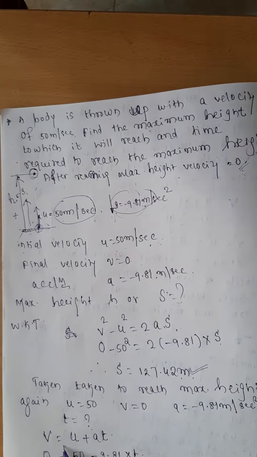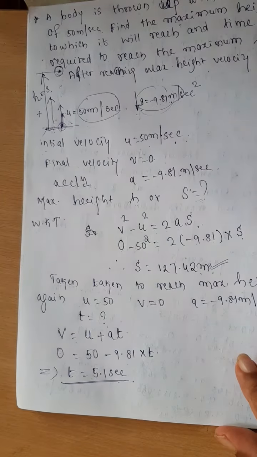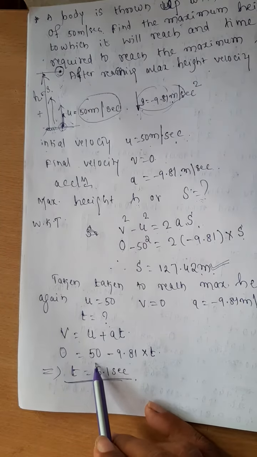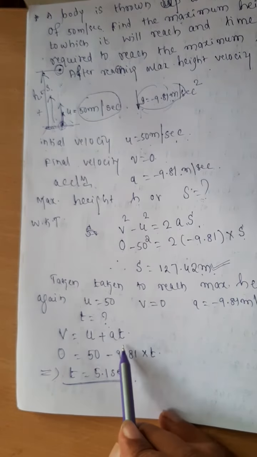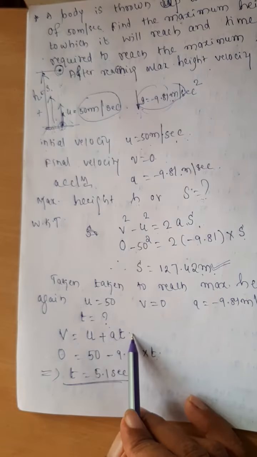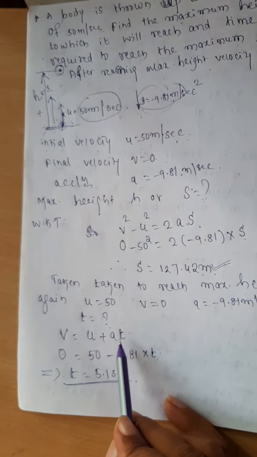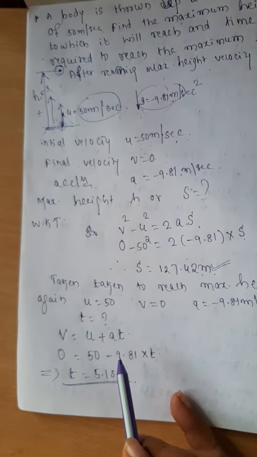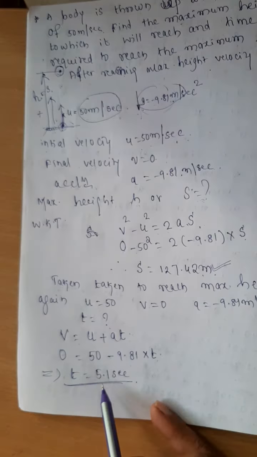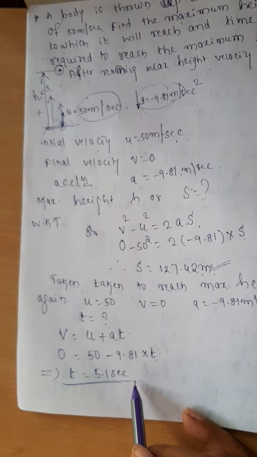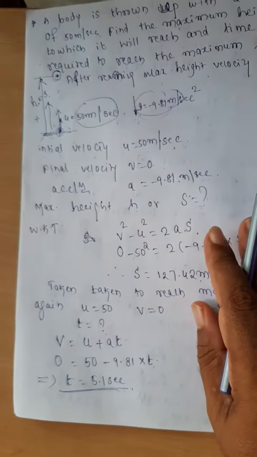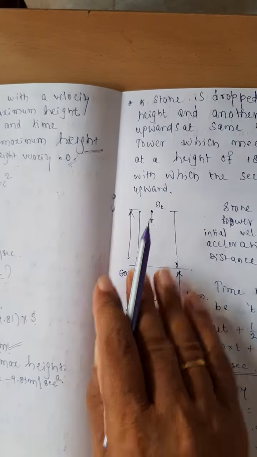Therefore, v is equal to u plus at. v is 0, u is 50, plus a is minus 9.81 into t. Final velocity is equal to initial velocity plus acceleration into time. Here acceleration is minus 9.81, that is the acceleration due to gravity. Therefore, t will become equal to 5.1 second. Therefore, the time required to reach the maximum height is 5.1 second. Is it okay? So we'll go for the next problem.